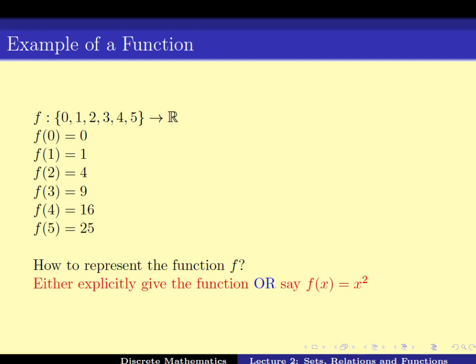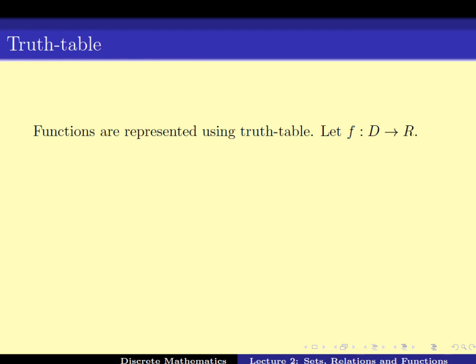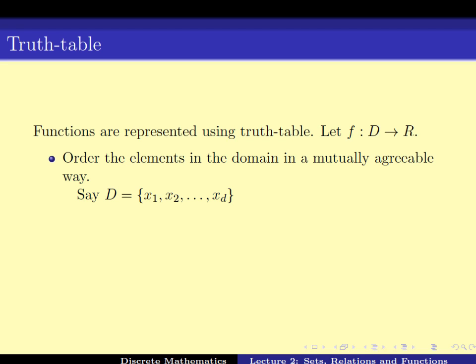When somebody gives you the function explicitly, we call it a truth table. The functions are represented using truth tables. So how do I represent the function using a truth table? For example, if I have to describe the function to you, one way is that we mutually agree on an ordering of the domain set. Let us say the ordering of the domain set is x1, x2, x3, dot dot dot till xd.